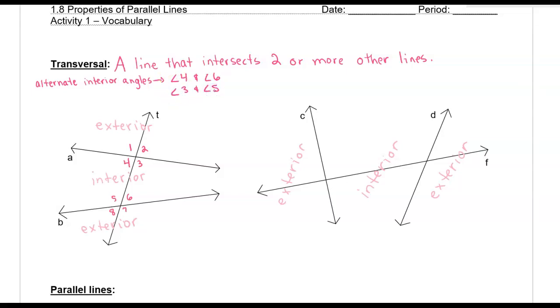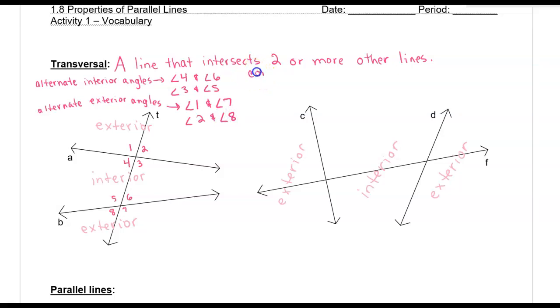We also have alternate exterior angles. Alternate exterior angles are on opposing sides of the transversal, but they're on the exterior. So angle 1 and angle 7 are alternate exterior. Then angles 2 and 8 are a pair of alternate exterior angles.